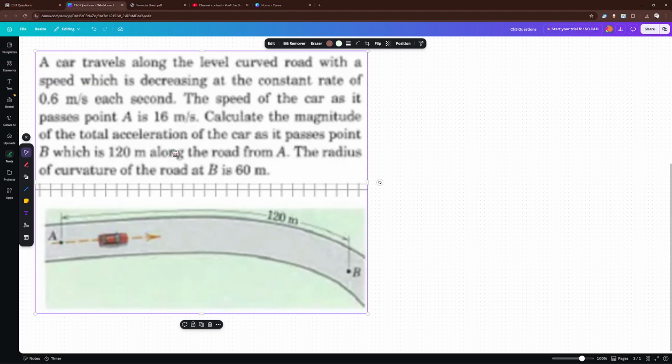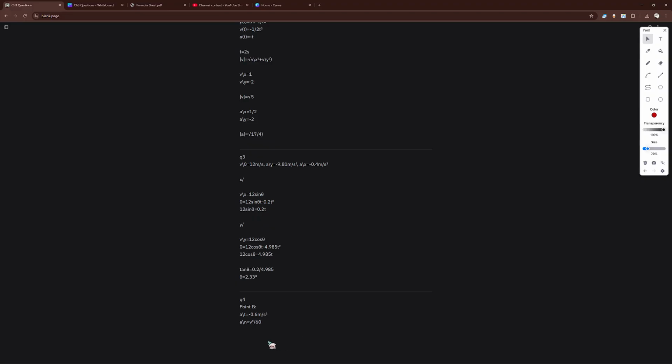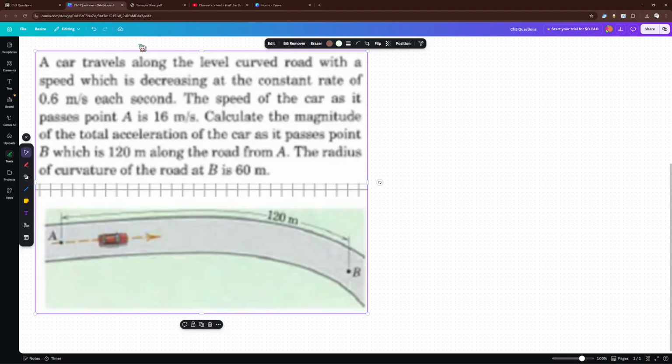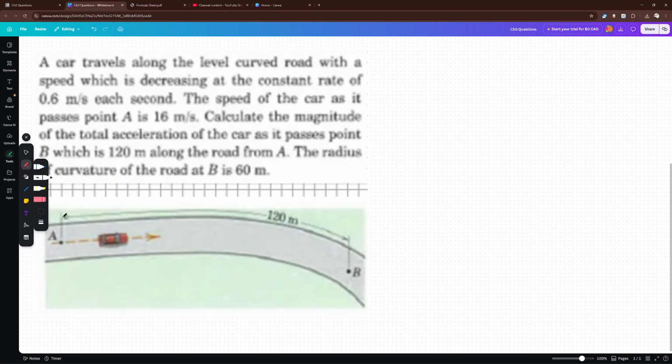We want the magnitude of the total acceleration. We have the speed, which is 16 meters per second. We can use kinematics. Now, you might be wondering if that's allowed when you have a curved road, because kinematics is usually straight distance. Or you might be thinking, do I have to split this into straight components? No, you don't.